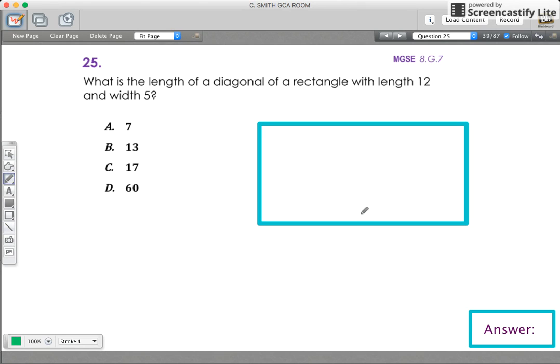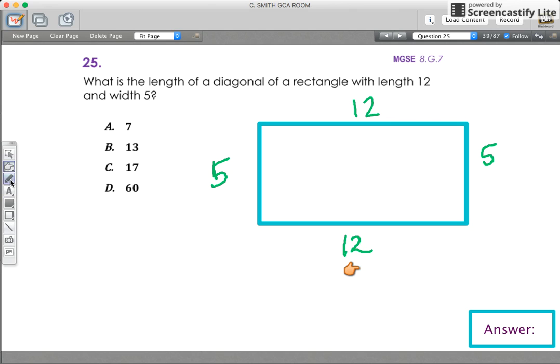We can go ahead and label our rectangle. We know that we've got a length of 12 and a width of 5, so we can call this 12 and this 5. And we know that because it's a rectangle, this base and this base are equal, and this side and this side are equal. So we have 5 and 5 and 12 and 12.